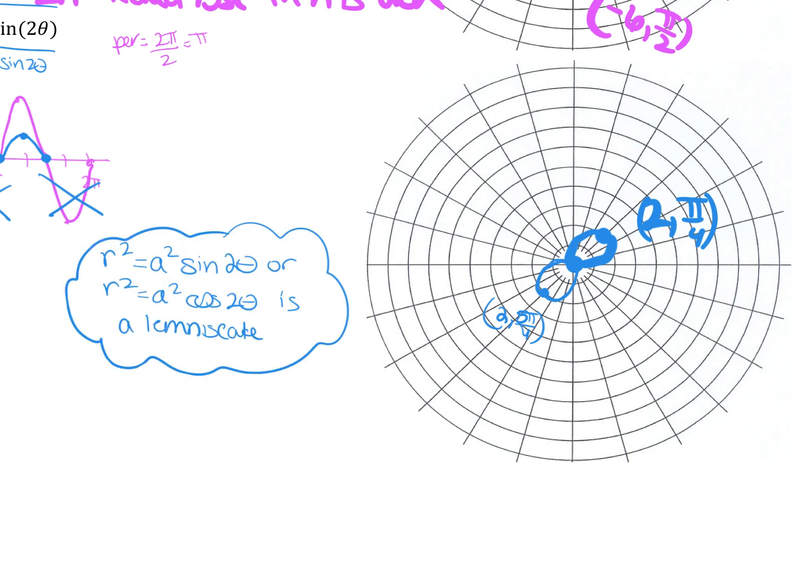So if you see an equation in the form of r squared equals a squared sine 2 theta, or r squared equals a squared cosine 2 theta, that's going to give you a lemniscate, which looks like the figure 8.